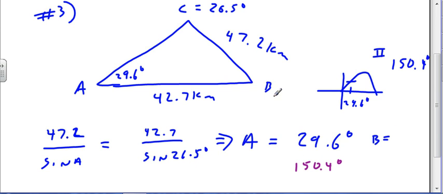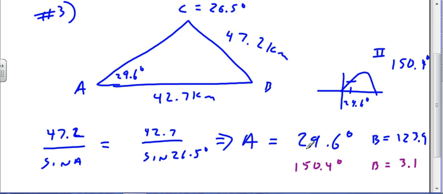Now, because I have 26.5 degrees for C, I have two possible answers for B. So I've got a possible answer of B, 180 minus 26.5 minus 29.6. So B could be 123.9, or B could be 180 minus 26.5 minus 150.4. So B could be 3.1. And now I have two separate solutions I'm looking for.